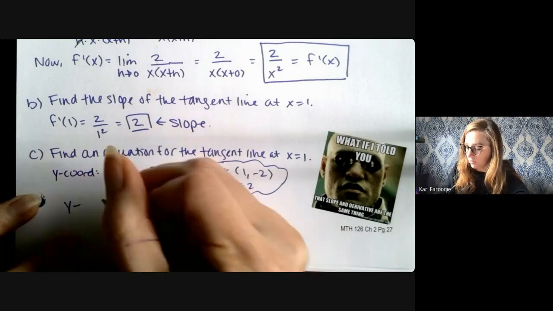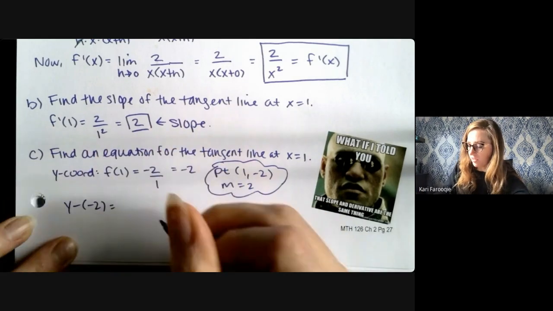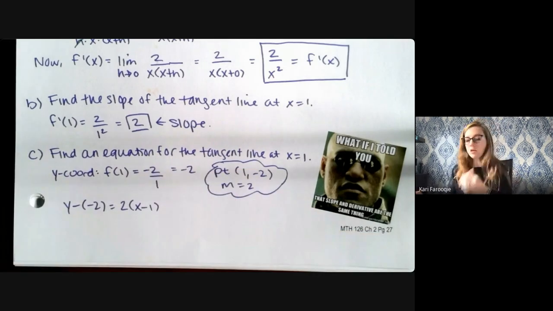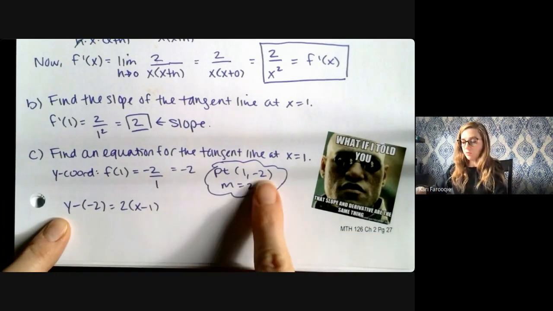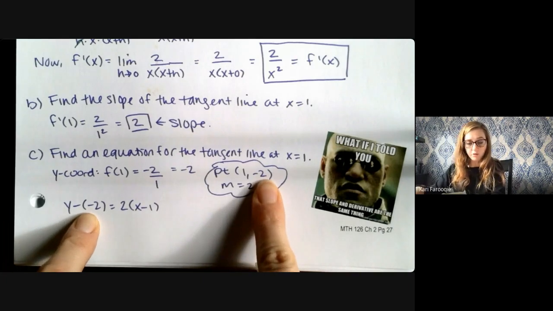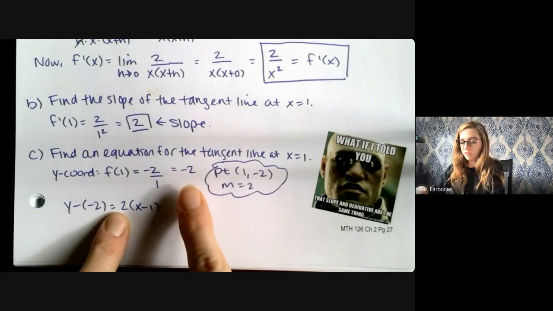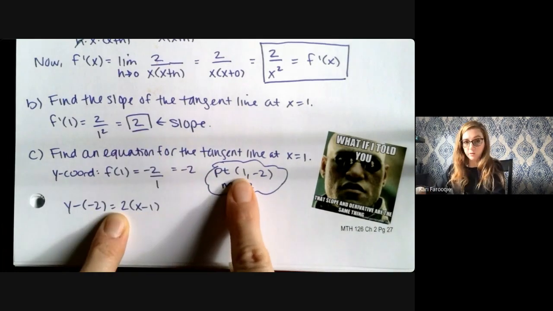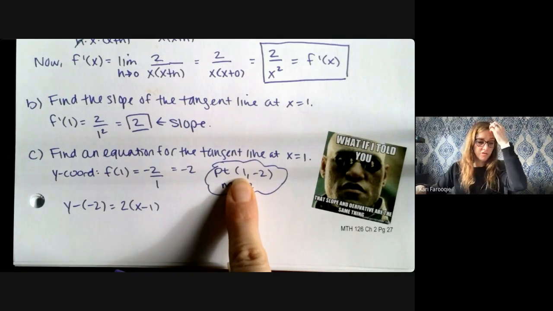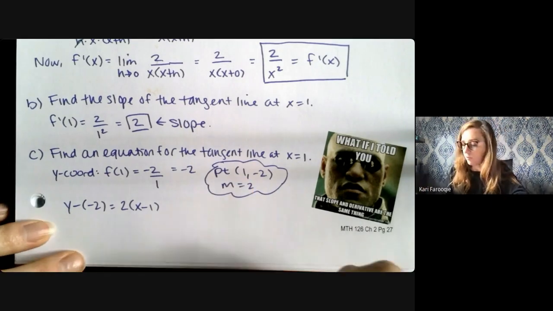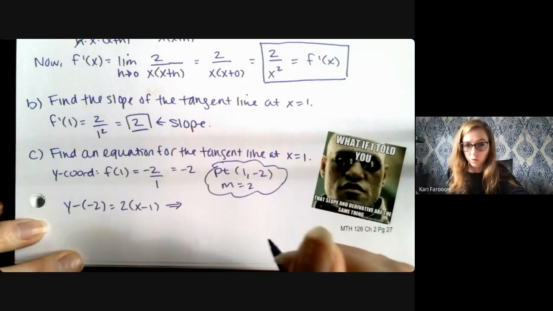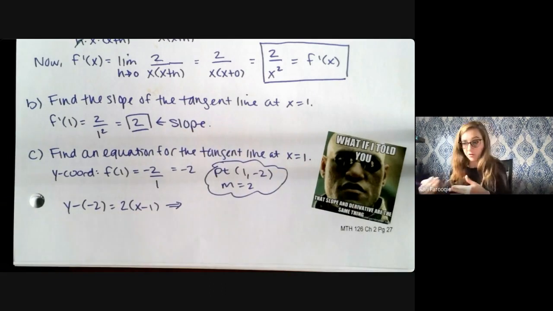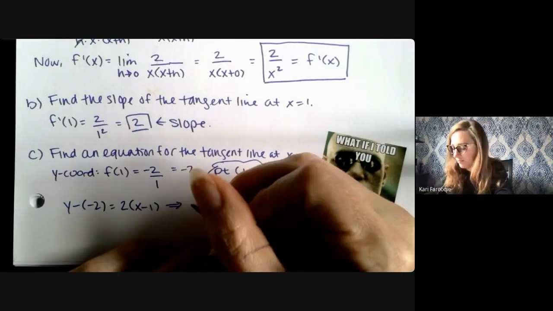Y minus y sub 1 equals m times x minus x sub 1. So we're just taking y minus and then the y coordinate. That's a double negative, so be careful. Make sure you got both of them. Equals the slope, which is +2, times x minus the x coordinate. And then the last thing you need to do is simplify this. I'm always going to request on your exams that you write your equations in slope-intercept form. I'm going to go through and put this in slope-intercept form so you can see what I mean.